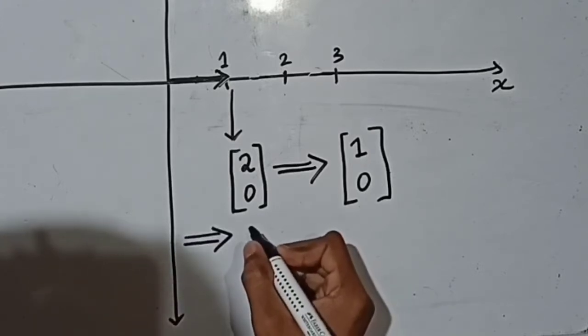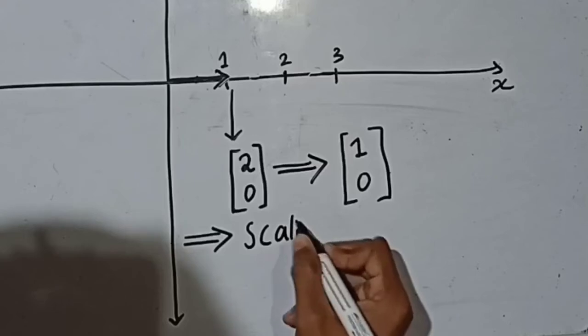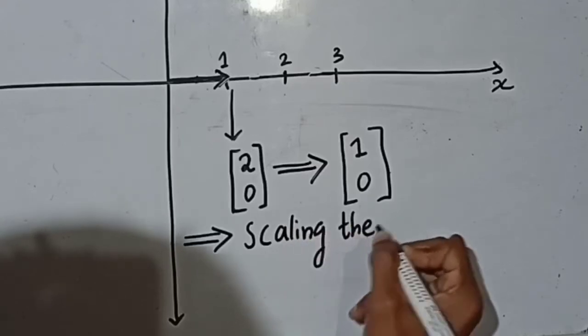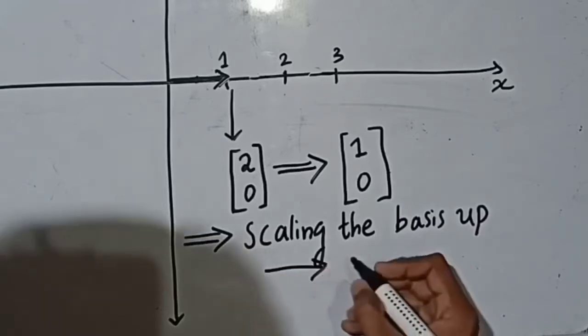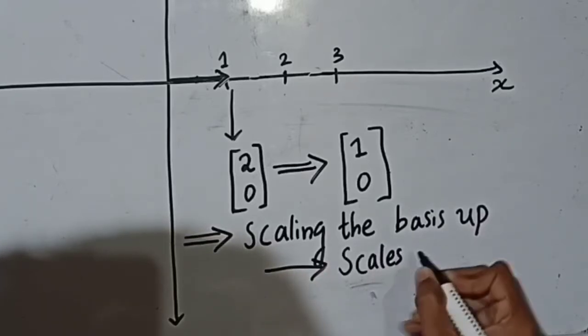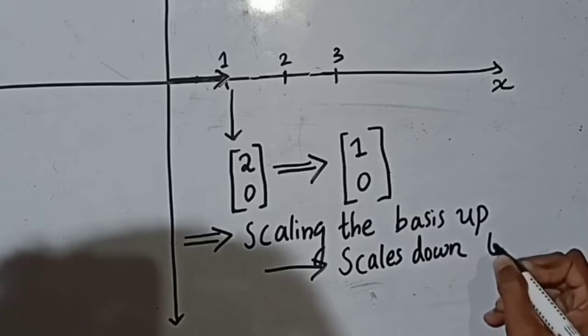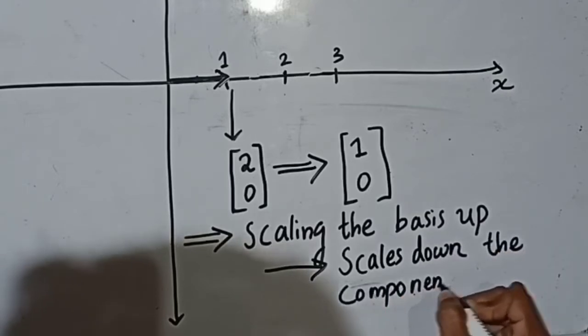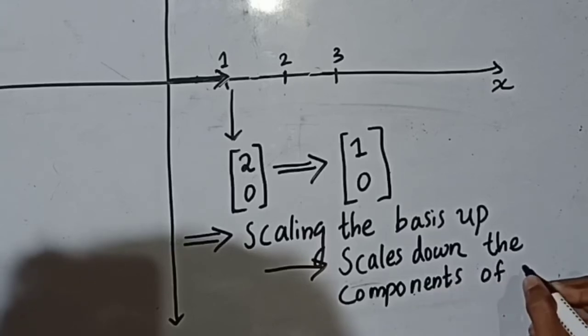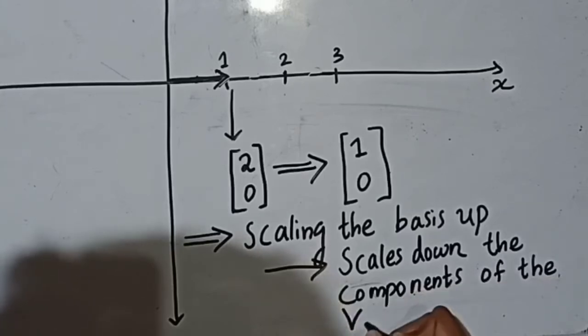So what we saw is, scaling the basis vectors up scales down the components of the vector. That's why the 2 0 column vector transforms to the 1 0 column vector, so it scales down the components of the vector.